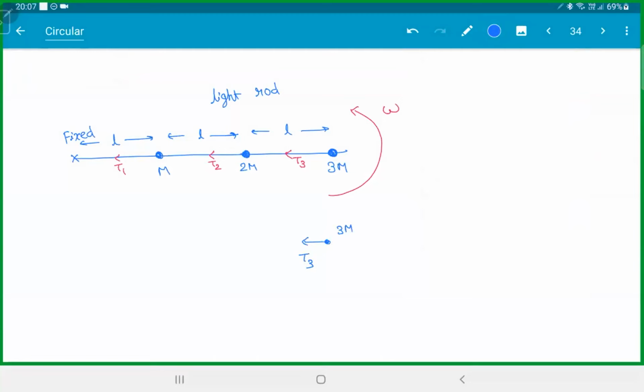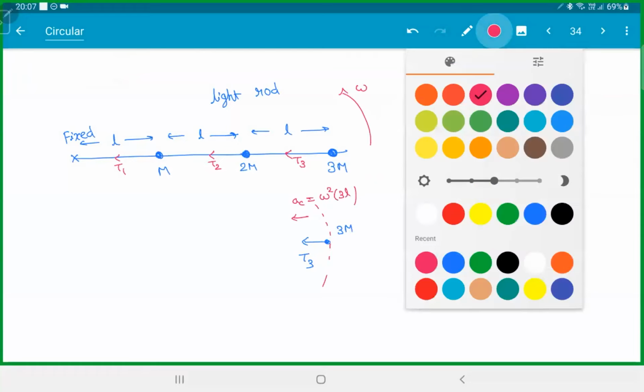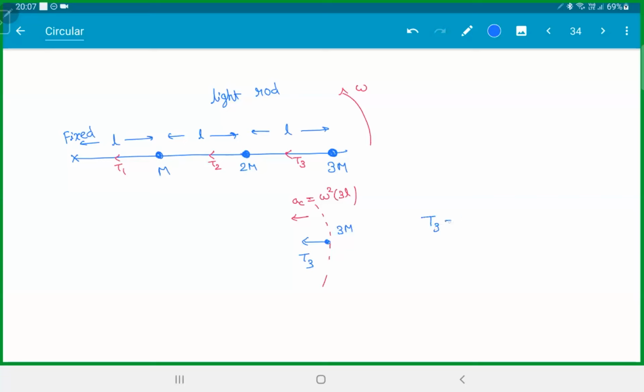There's only one horizontal force. Now look at this. Since you're going in a circle, there will be an acceleration. So say this in your mind every time. It helps a lot, and you'll make sure you don't make mistakes. Since you're going in a circle, you'll have acceleration omega square 3L. That's it. Newton's second law. T3 is equal to mass into acceleration: 9m omega square L.